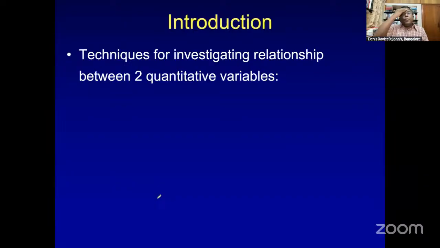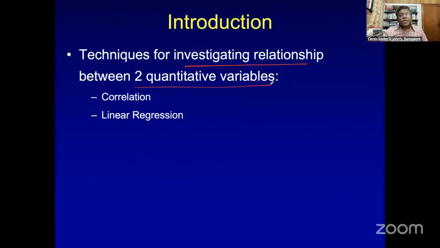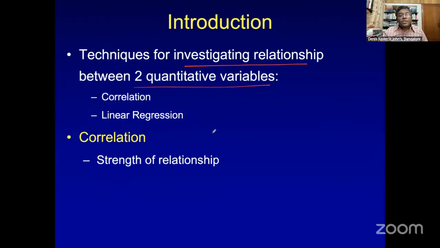What is correlation? I want to understand the relationship between two quantitative variables. How are they related? So we do correlation. We can also do linear regression for that. Now, correlation gives us the strength of relationship. With the chi-square test, there was no strength of relationship, right? Was it associated or not?